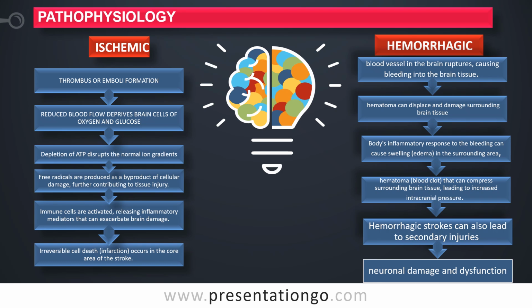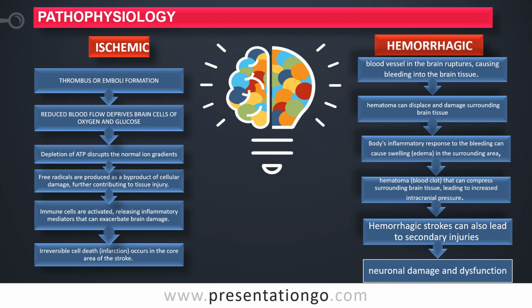So that starts getting depleted or coming down, and that disrupts the normal ion gradients. Free radicals are produced as a byproduct of cellular damage, contributing to tissue injury. Immune cells are activated, releasing inflammatory mediators that can exacerbate the brain damage, leading to infarction or irreversible cell death in the core area of the stroke, whichever it is. It can be frontal, it can be parietal, it can be the brainstem, wherever.